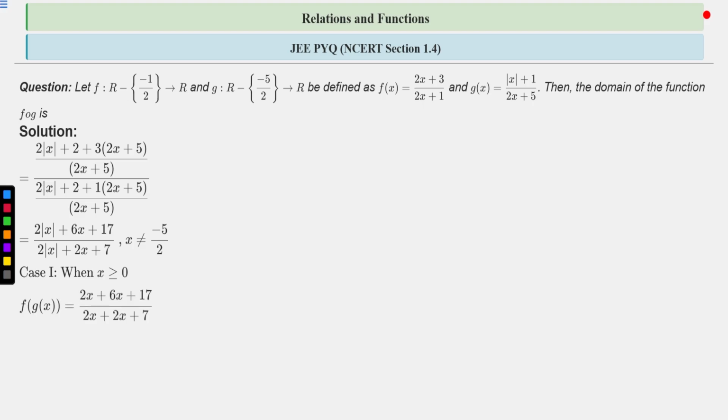So f(g(x)) will be equal to (2x+6x+17)/(2x+2x+7). See, when x is greater than 0, |x| will be x, and it will be equal to -x when x is less than 0. Clear? So we can write 2|x| as 2x because x is greater than or equal to 0. So it will be equal to (8x+17)/(4x+7), right?